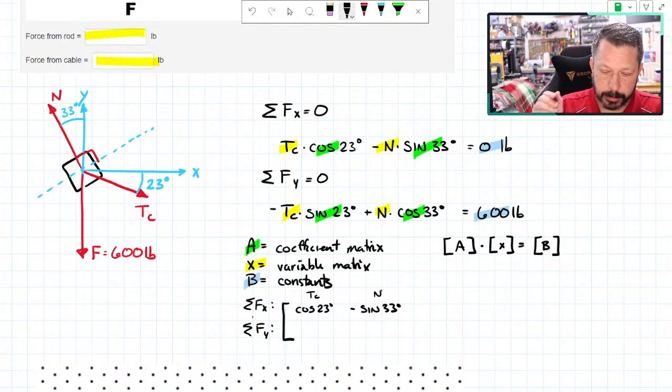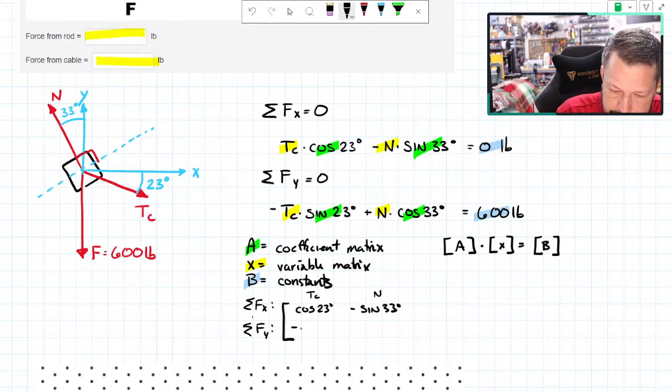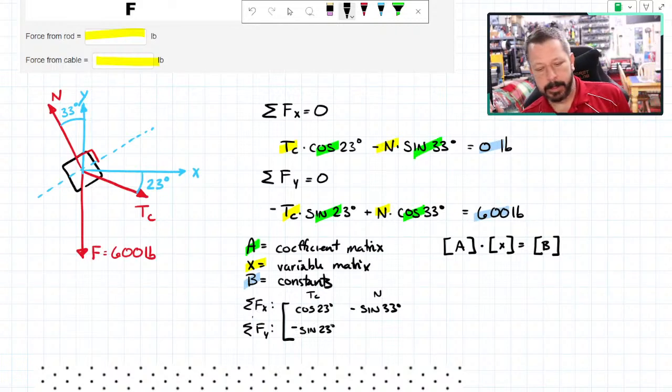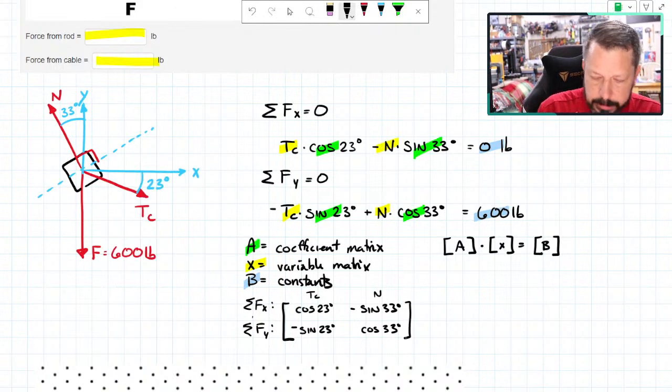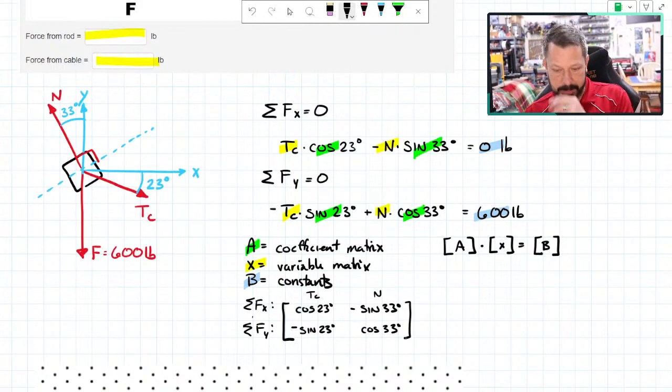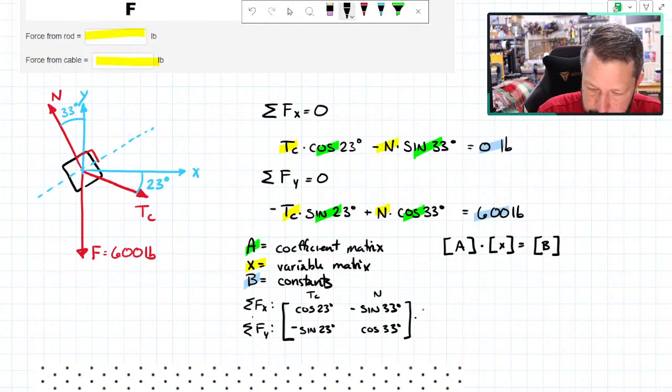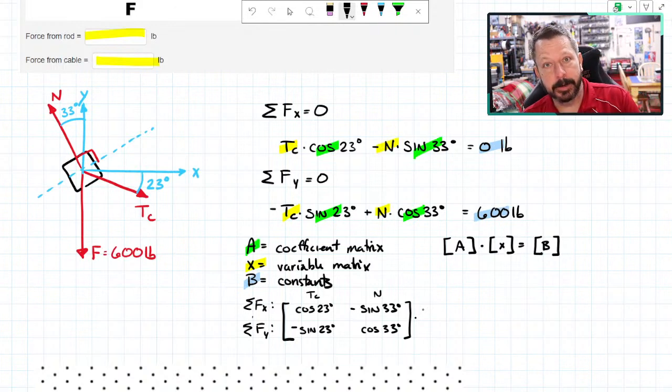So the y equation coefficient for TC is minus sine of 23 degrees. The n column coefficient, in the y equation, the coefficient for n is cosine 33 degrees. So that little matrix is the A matrix. I need to multiply it times the X matrix. Or, well, X being the variable matrix.